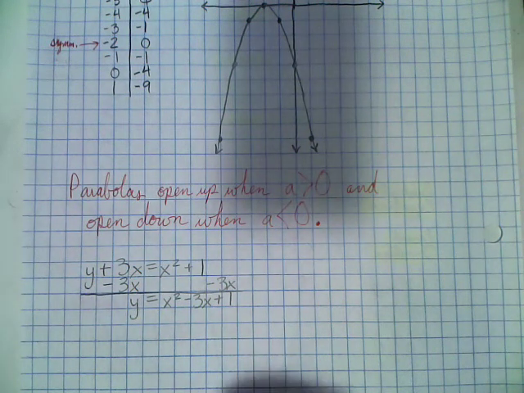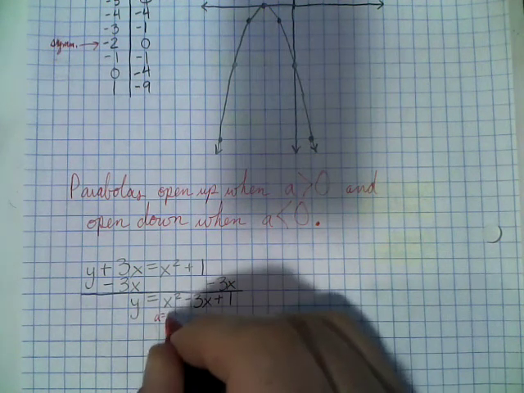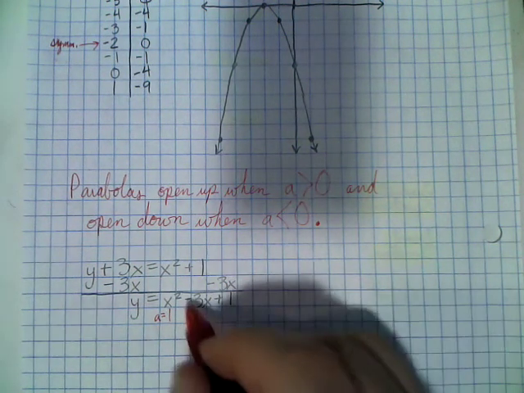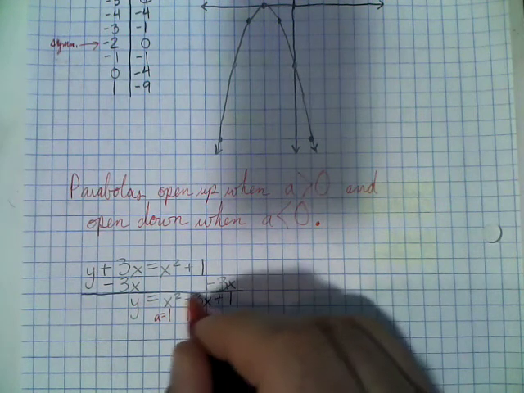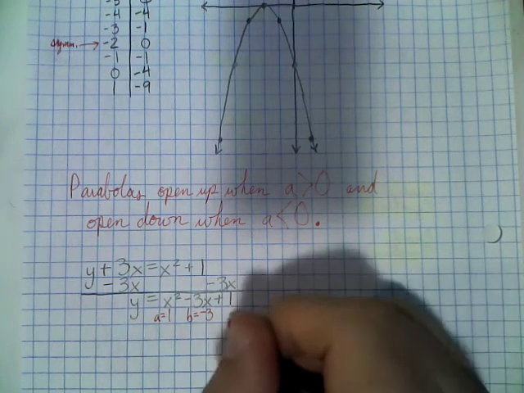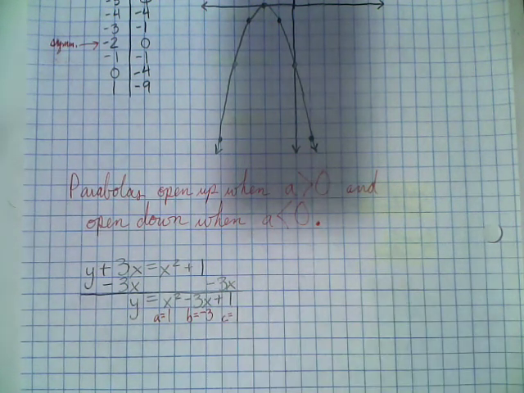So I would do a quick analysis here. My leading coefficient, my a, this time is 1. So right there, we know it's positive. We know that this is going to open upwards. My b is a negative 3. Remember to treat subtraction like a negative. And then finally, c is a positive 1.